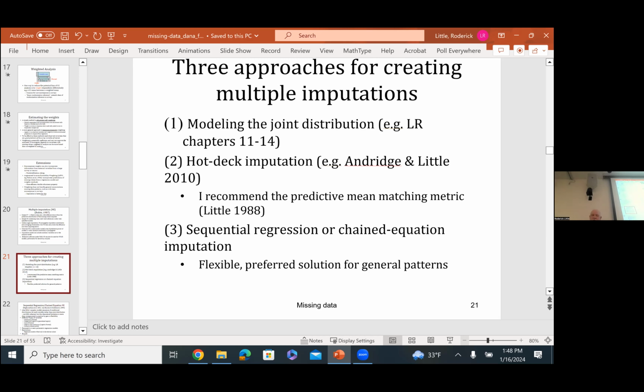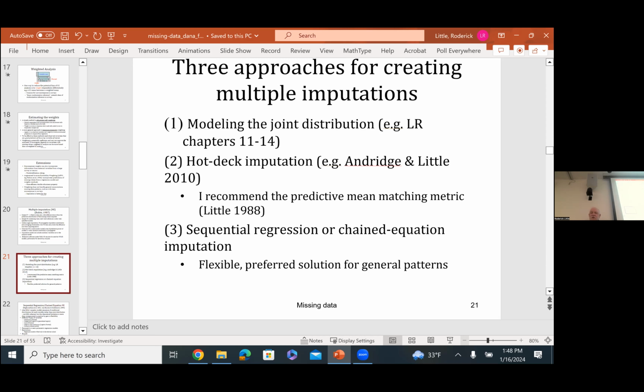I don't have time to go into this too much here, but there's a predictive mean matching metric that's available in software like SAS, which I think is the best metric for dealing with multiple imputation, so you don't have to assume a parametric model. Hot deck imputation works pretty well if you have a lot of data and you're worried about model misspecification. It's less good for small samples, particularly if you can't get very good matches between the complete cases and the incomplete cases.